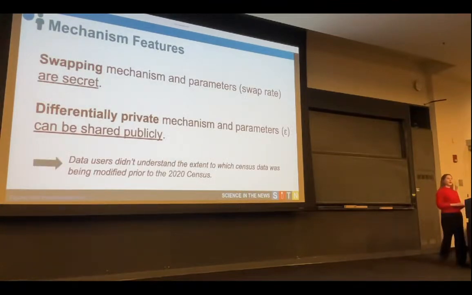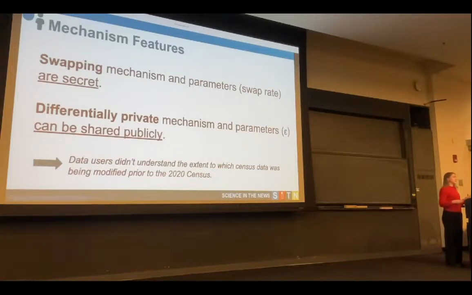So differential privacy was really the first opportunity for census data users to grapple with the fact that data was being significantly modified prior to release. So the swap rate and the swapping mechanism both had to be kept private, because if those two things were released, it would release information about the underlying data. People would be able to identify people.